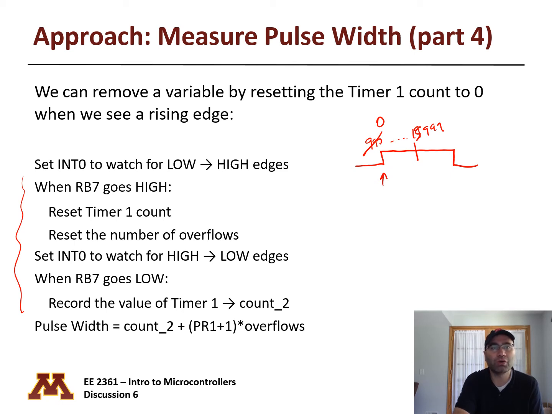Okay, so in this case, you don't have to say count 2 minus count 1, because count 1 is 0, because at that time you reset the timer, so the timer 1 value at that point is going to be 0. So you can just get rid of one variable. It's not a big deal, but that makes things simpler, so you can do that if you want.